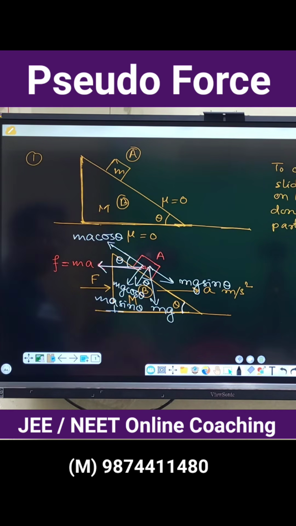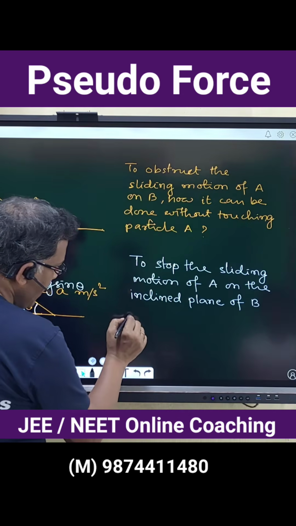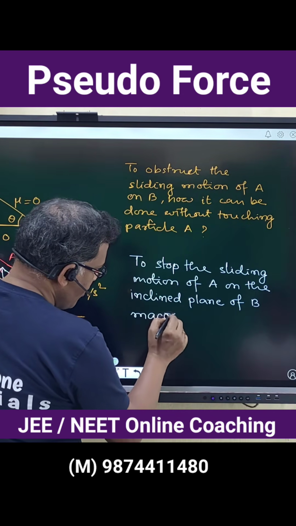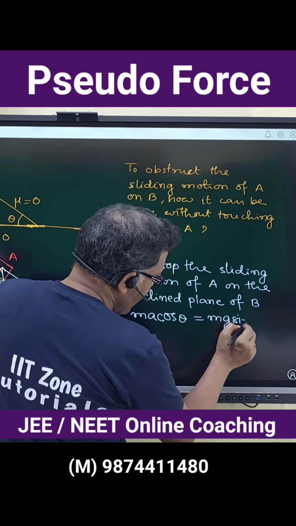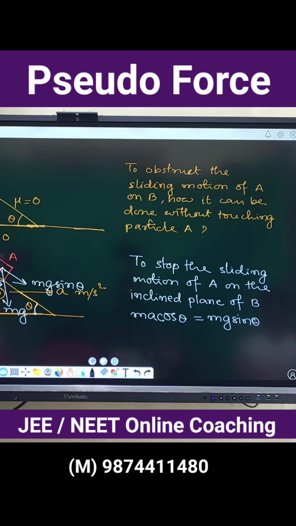The moment the numerical value of ma cos theta is equal to mg sin theta, only then will the mass small m, that is the block particle A, be relatively at rest on the surface of capital B, that is capital M. So the component of the pseudo force, ma cos theta, should be equal to the actual force due to which sliding is possible, that is mg sin theta.